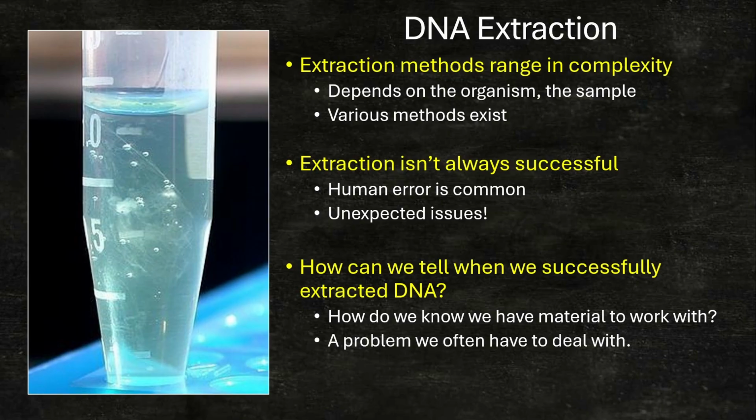When we go to do an extraction, there are a variety of methods that we can use, and they range a lot in their complexity. Now, which method we use really depends on the organism and the sample. There are a variety of conditions where you'd want to use a more complicated or more specific extraction protocol, but a lot of these methods are pretty simple as well. Importantly, extraction isn't always successful when we go to do it. Like anything, it's a lab method that has the propensity for error. Human error is a common thing, whether we like it or not, and there can be a variety of unexpected issues that pop up during the process that make it so that we don't end up actually isolating DNA.